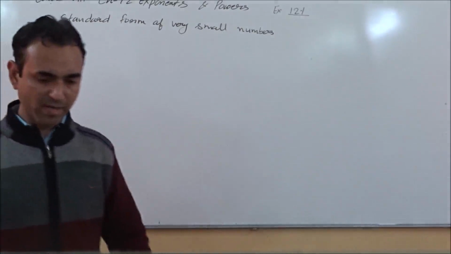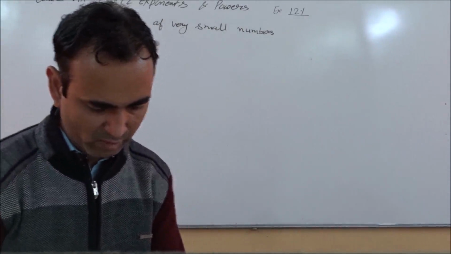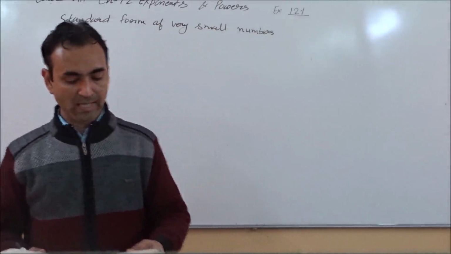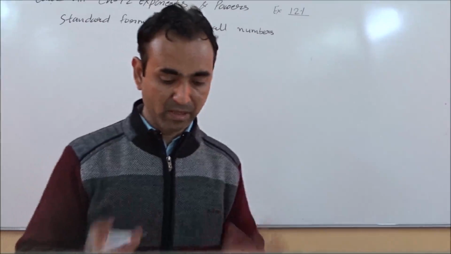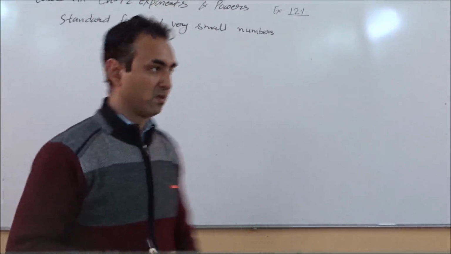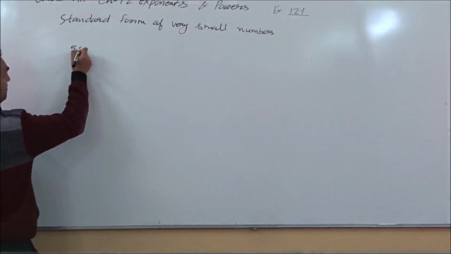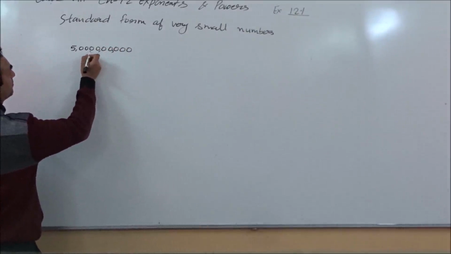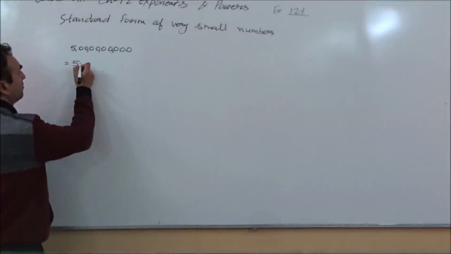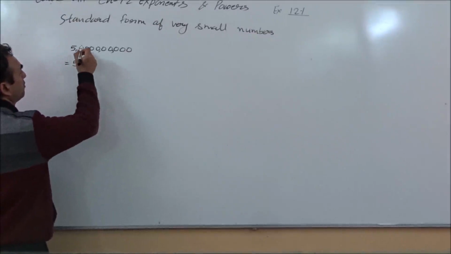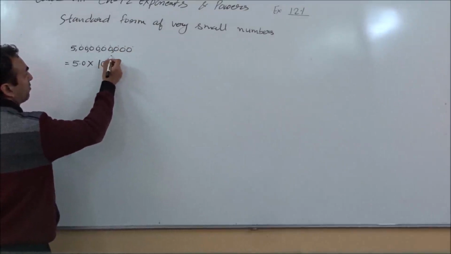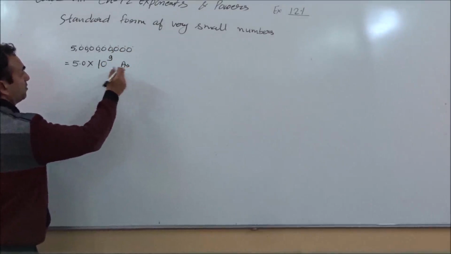What is the meaning of standard form of very small numbers? First of all, we have to understand. The distance from the earth to the sun is a very large number. The speed of light is a very big number. So how can we represent this type of number? Suppose 5, we can write here 5.0 into 1, 2, 3, 4, 5, 6, 7, 8, 9 zeros, so 5.0 into 10 raised to the power 9. So this is an easy way.